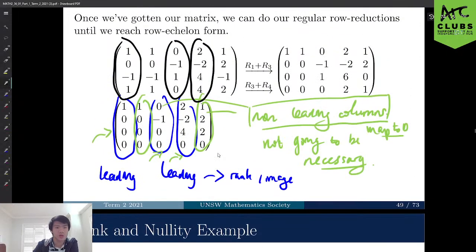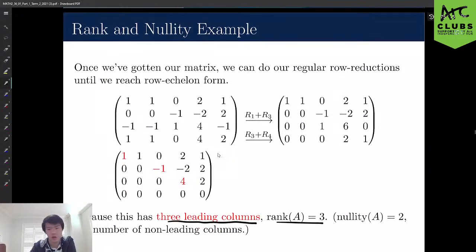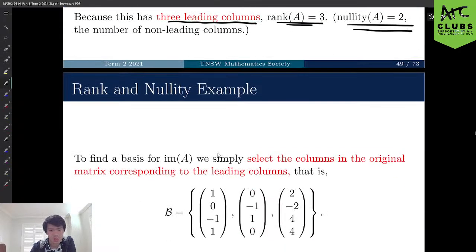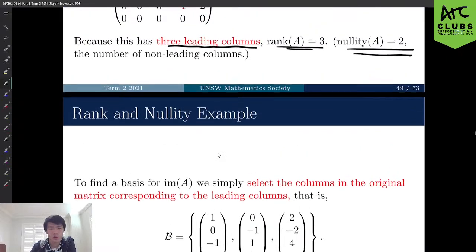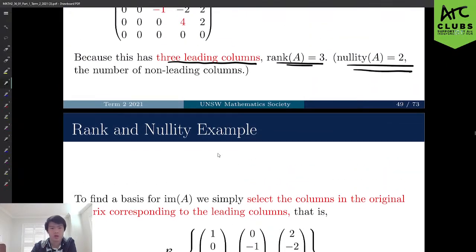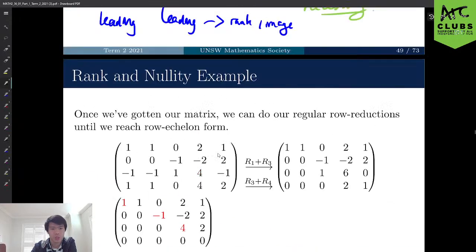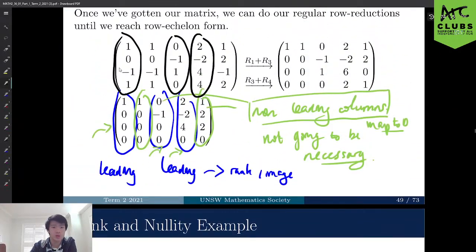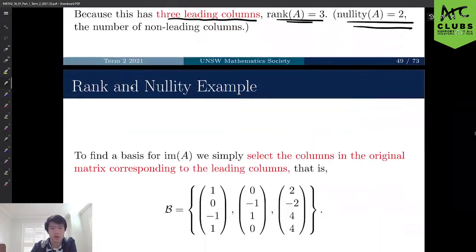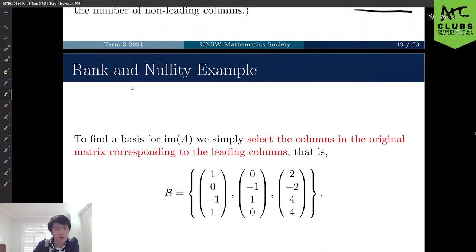So nullity will be the non-leading columns, which is why our nullity equals 2. So rank equals 3, nullity equals 2. And then to find the basis of the image, we just select the columns in the original matrix that correspond to the leading columns. So what we just did, we got 1, 0, minus 1, and 1. And now we have, over here as well, 1, 0, minus 1, and 1. And we'll have 3 as well, because we had 3 leading columns.